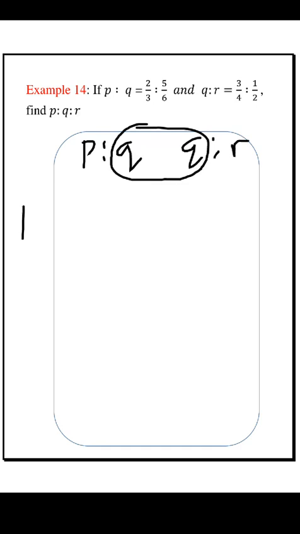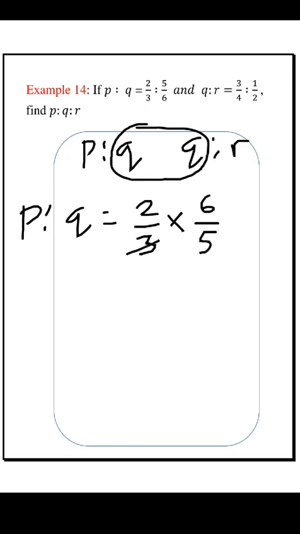Let's do it with P : Q first. P : Q is going to be 2 over 3 divided by 5 over 6. Don't forget, ratio means division. But because I want to work very fast, I'll turn it to times. When I turn the division to times, it's going to be times 6 over 5. 3 here 1, 3 here 2. So we have 4 : 5.